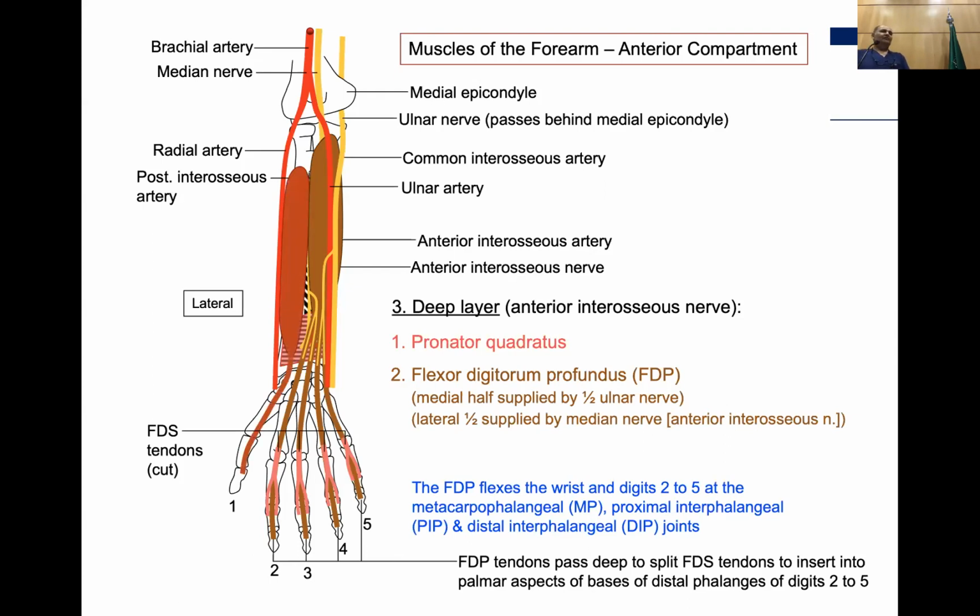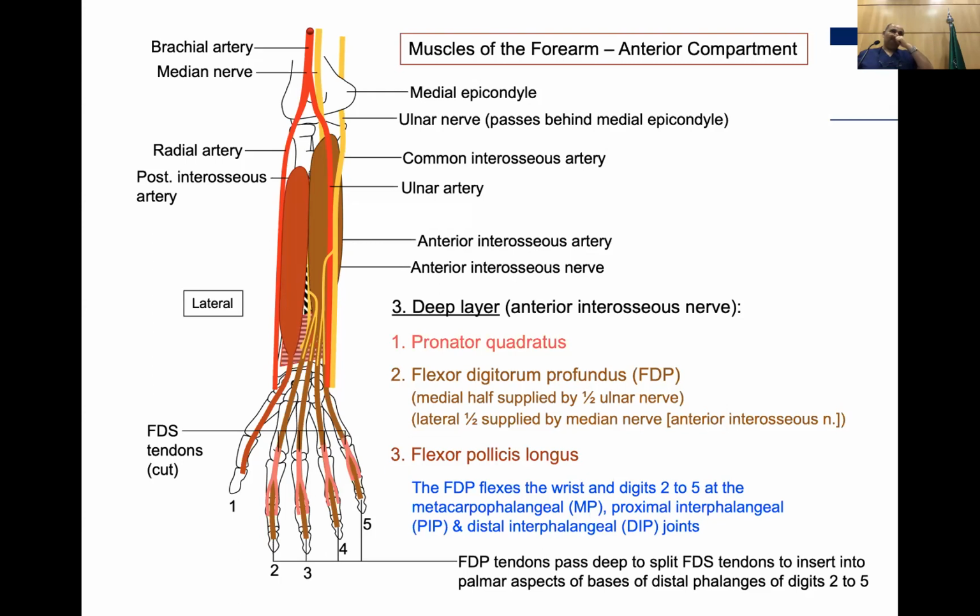So now I have another flexor that controls my thumb. First digit, we call it pollicis. Flexor pollicis longus. That brings flexion at my first digit, at my thumb. This muscle is flexor pollicis longus.